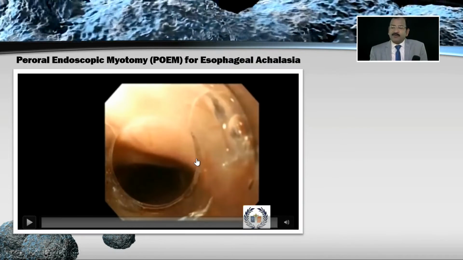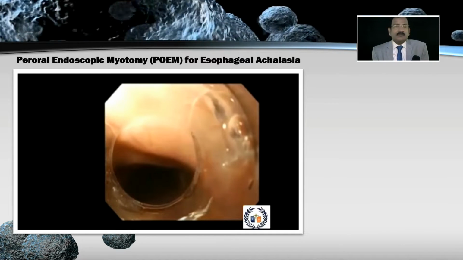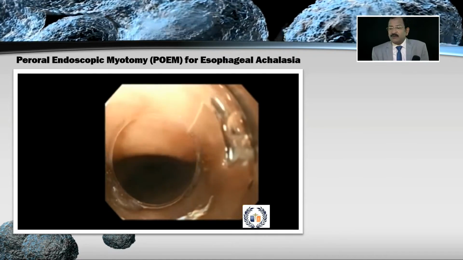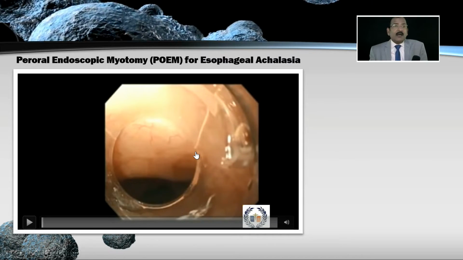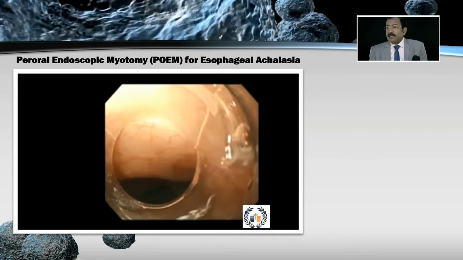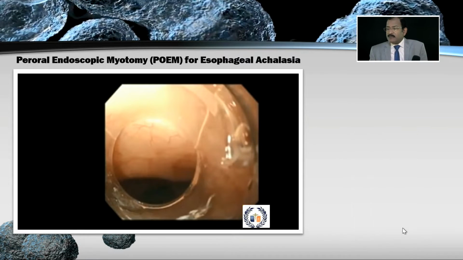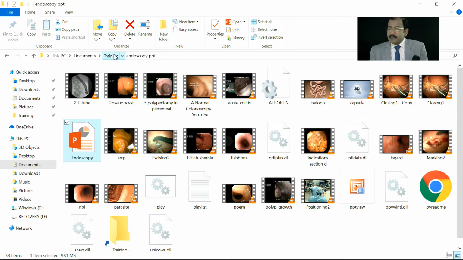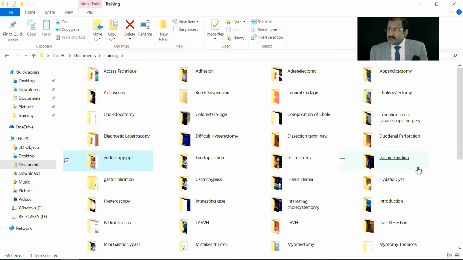Now, the POEM procedure. What is POEM? That is per oral endoscopic myotomy. That is called POEM. POEM is used for esophageal achalasia. How we do the Heller's myotomy by laparoscopy is completely different. Heller's myotomy by laparoscopy, I will just show you a glimpse here so that we can easily see the difference.